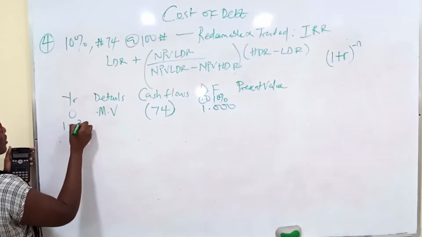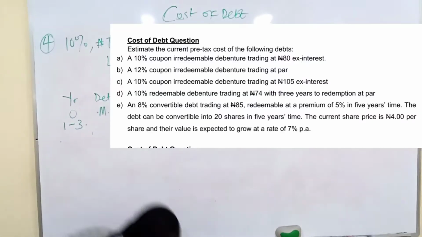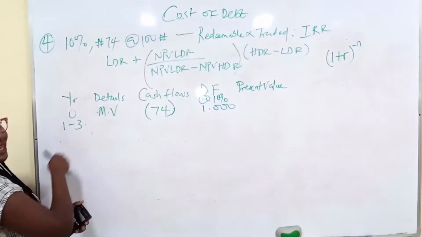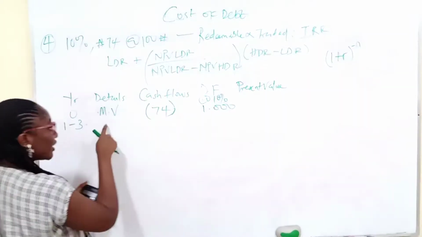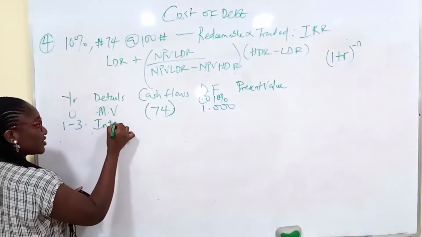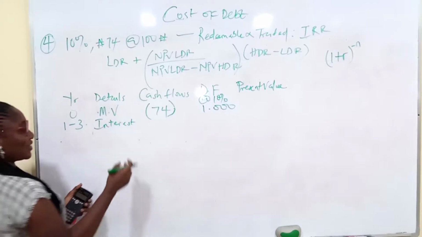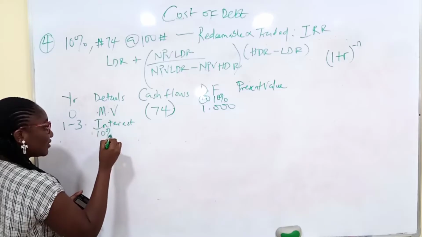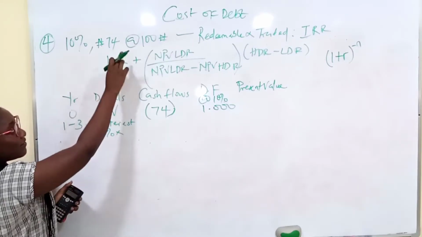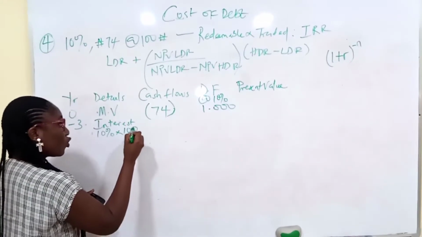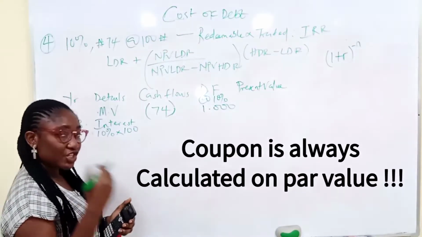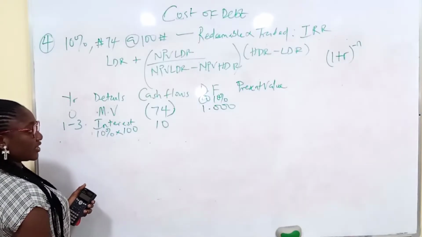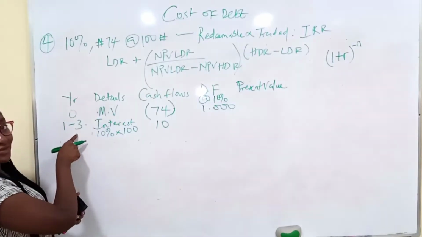Now in year 1 to 3, I think we said it's redeemable in 3 years, right? It's redeemable in 3 years. But between year 1 and year 3, the debt holder, the investor, will collect coupon. You will collect interest, so write the interest here. Does it make sense? And that interest is 10% of the par value of debt. So coupon, or interest, is always calculated on par value. That would be 10 naira. Do you understand? Now, it's for 3 years.